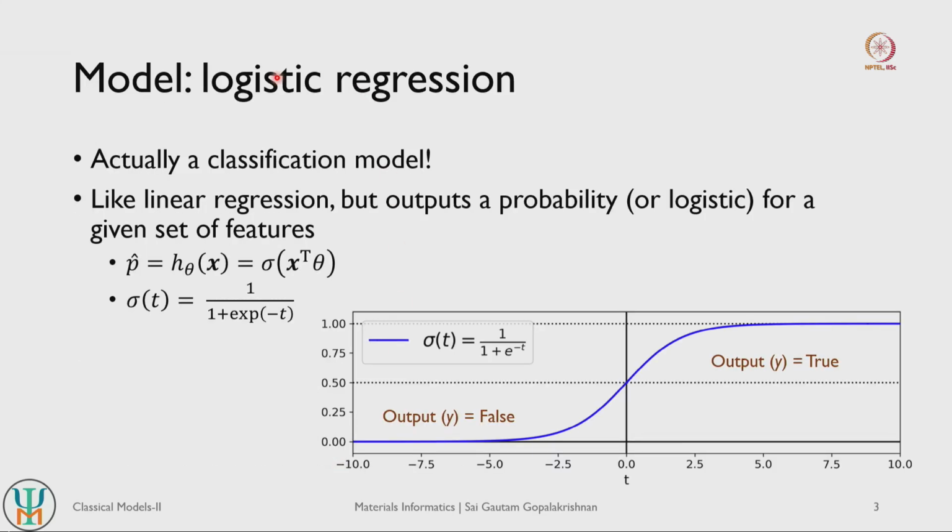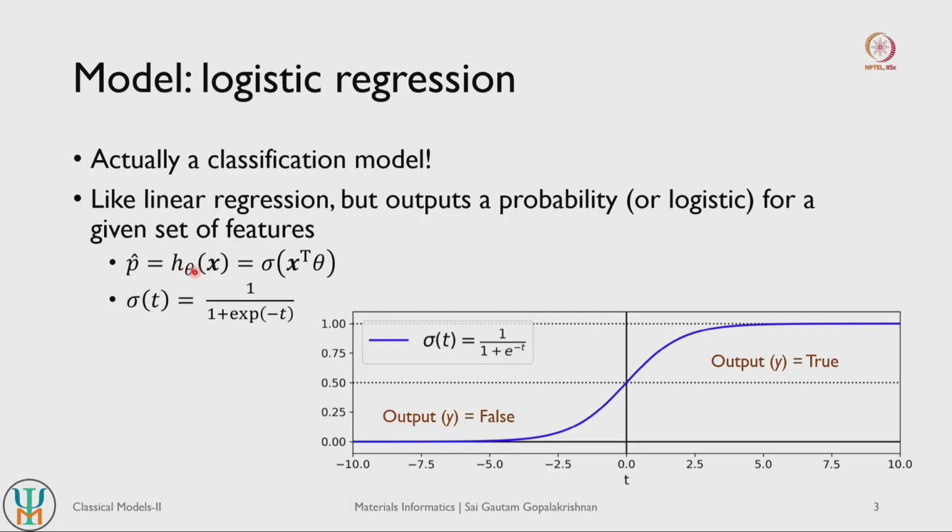Okay. So let us look at a new model which is referred to as logistic regression. Although the name states that it's a regression, it's actually a classification model. So what does this logistic regression do? It works pretty much like a linear regression, but instead of outputting a continuous value, a floating point number, it outputs a probability basically. In other words, it outputs a logistic for a given set of features.